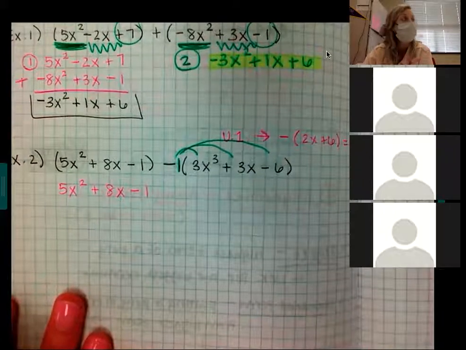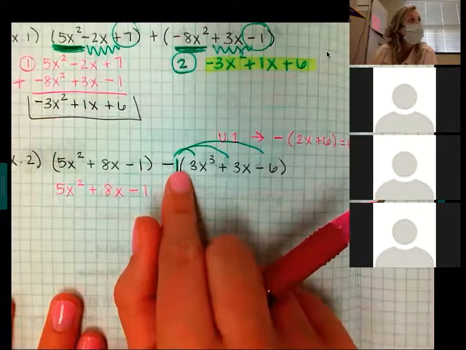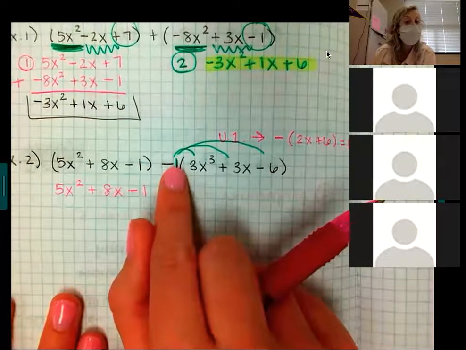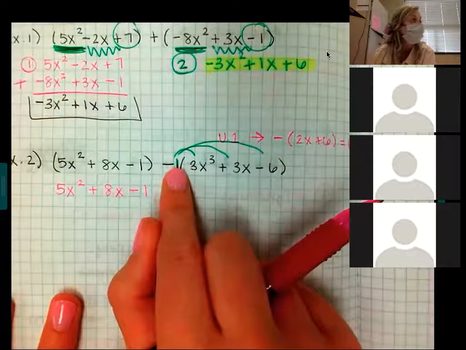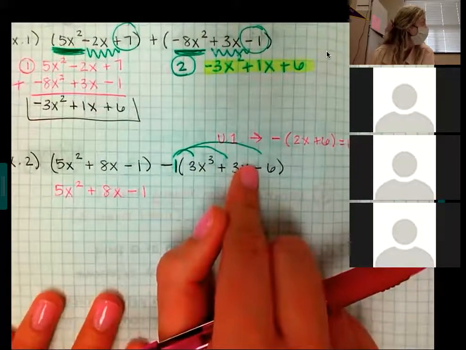Listen very carefully. When you distribute the negative, you are no longer subtracting. Did everybody hear me say that? Once you distribute that negative, now we're just combining like terms. We're going to write whatever sign it says we're supposed to have when we multiply.